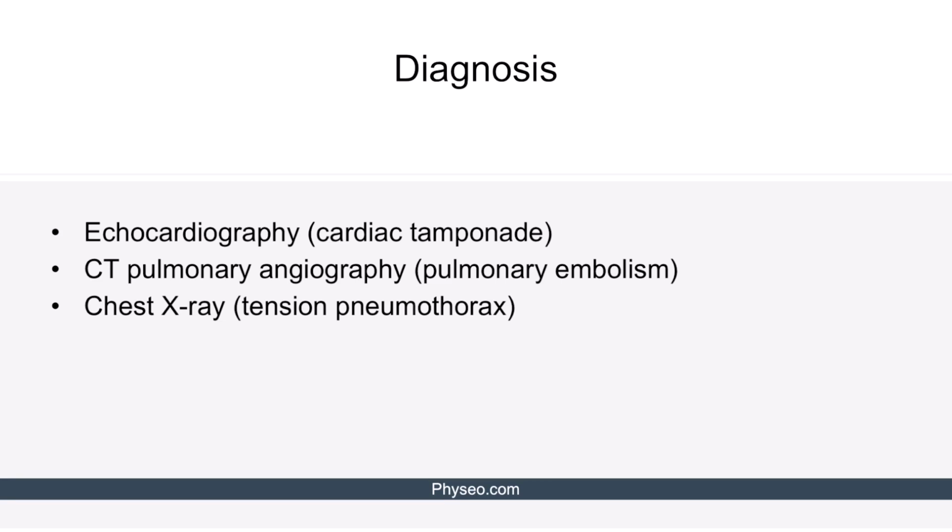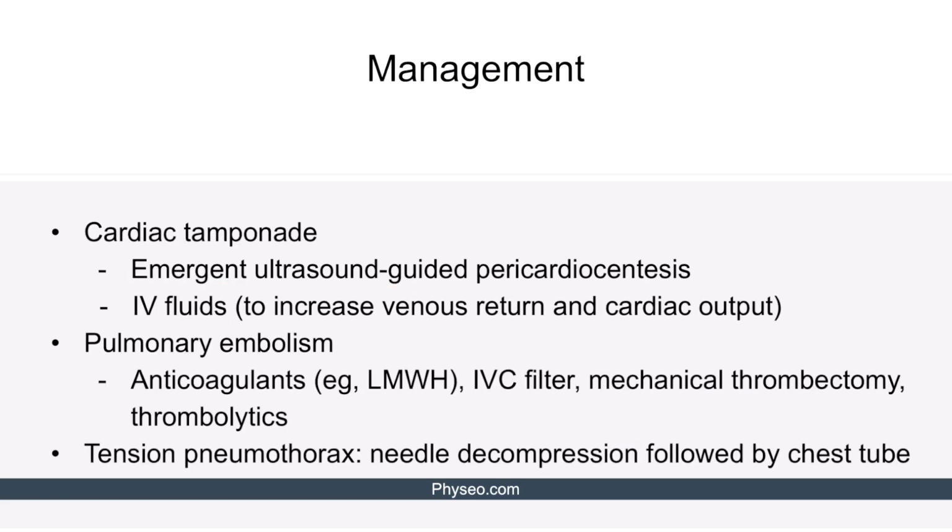For example, cardiac tamponade is usually diagnosed with echocardiography, and patients with a high pretest probability of a pulmonary embolism undergo CT pulmonary angiography, and then a chest x-ray can reveal a tension pneumothorax. Once you've diagnosed obstructive shock, your treatment just depends on what is actually causing the obstruction. For example, cardiac tamponade is treated with emergent ultrasound-guided pericardiocentesis and IV fluids to increase the venous return. And that's fairly logical.